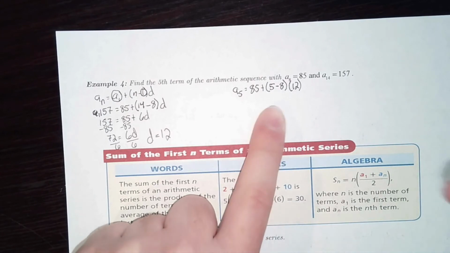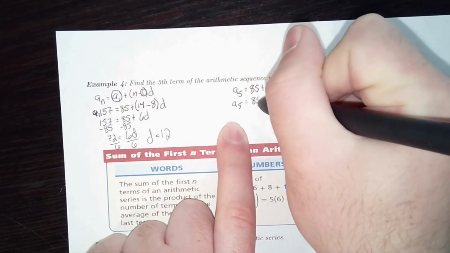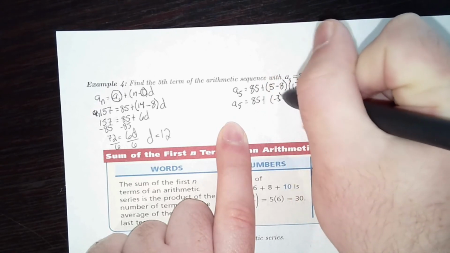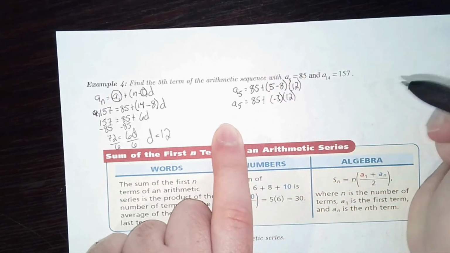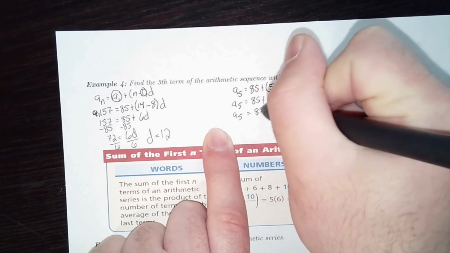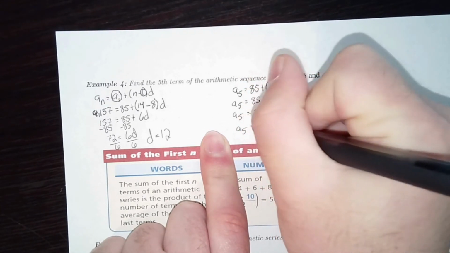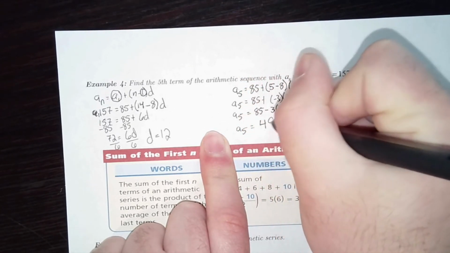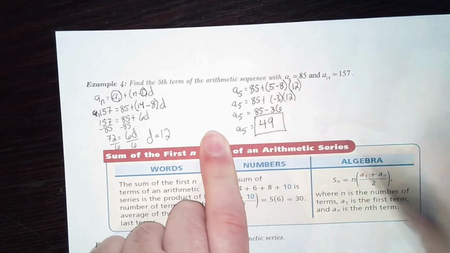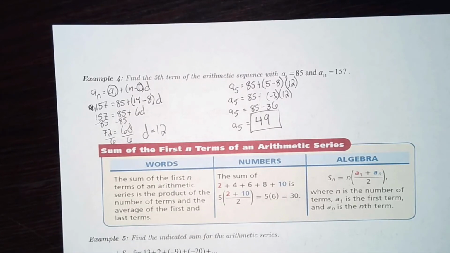Okay, if we go ahead and simplify there, I'm going to start in my parentheses. 5 minus 8 does give me a negative, but that's fine. It is a negative 3, so I have negative 3 times 12, which gives me a negative 36. So a sub 5 is going to be 85 minus 36. Simply subtract that, and you get that a sub 5 is equal to 49. Okay, so we end up getting 49.